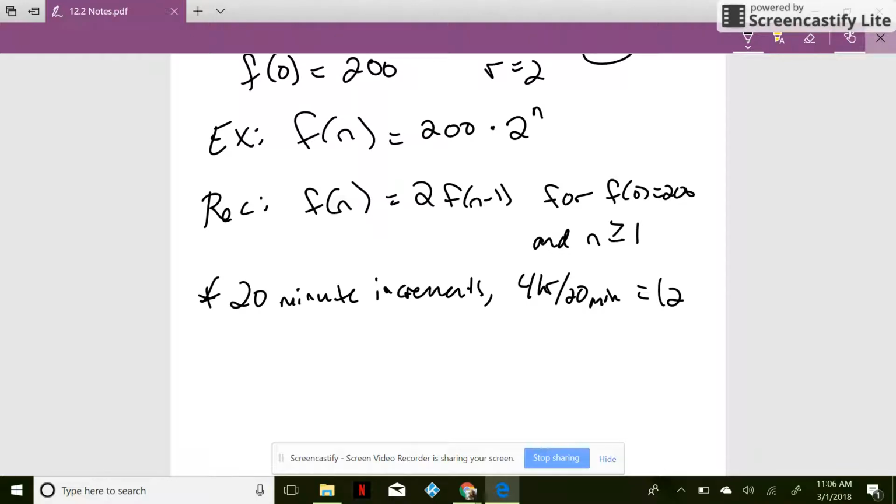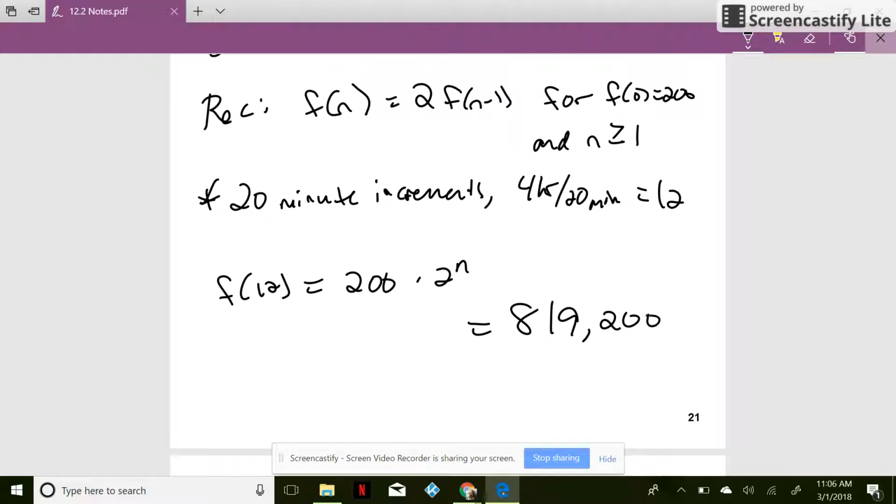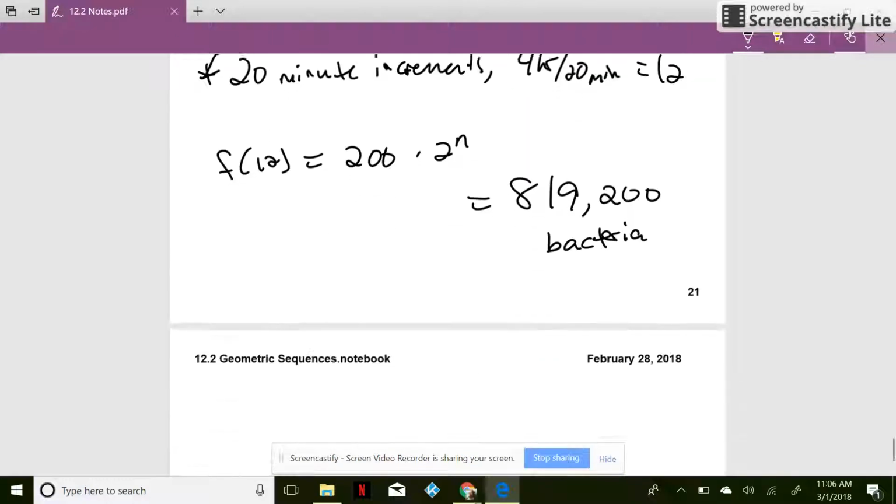Since there's 3 sets of 20 minutes in an hour, 4 times 3 would be 12. So we're taking f of 12. So we'll take 200 times 2 to the 12th, which gets us to 819,200 bacteria after just 4 hours.